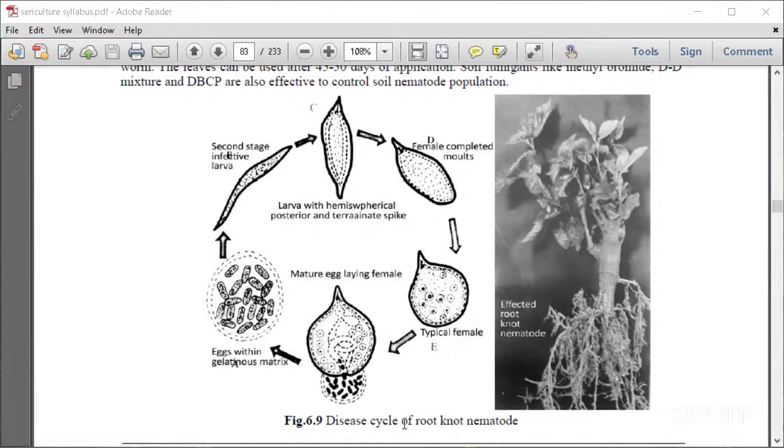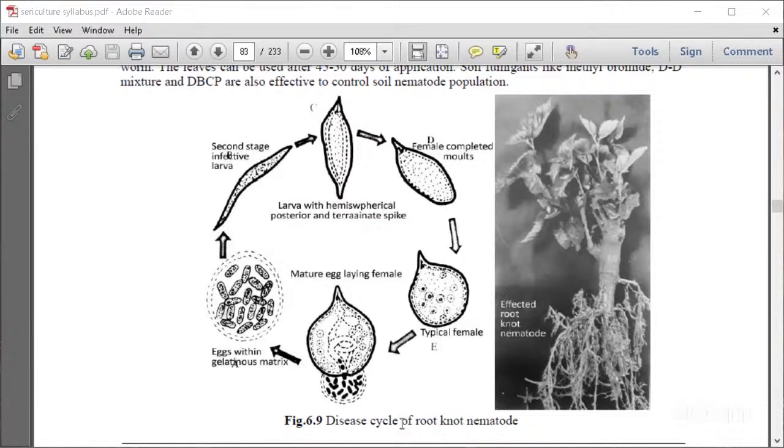Generally, this organism enters through the root, through the hole made by the stylet, and settles in the subepidermal layer in the second stage. The first stage is the egg stage. The second stage is the female larva found in the soil, whose route of entry is the hole made by the stylet, and it settles in the subepidermal layer.